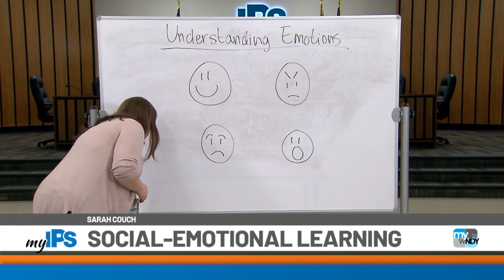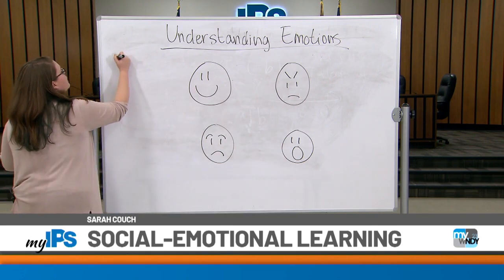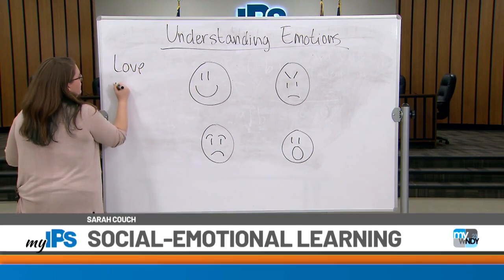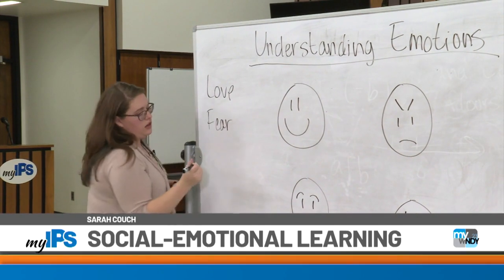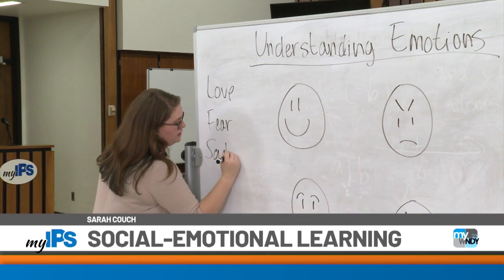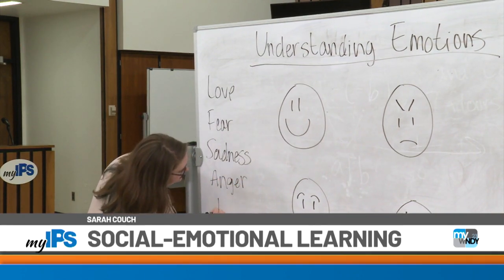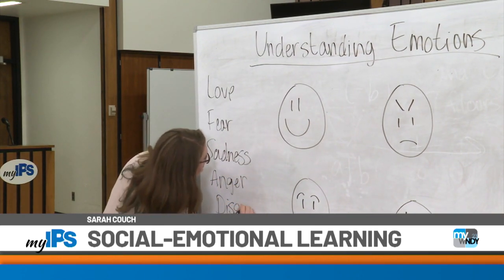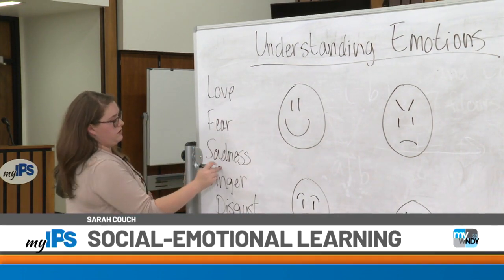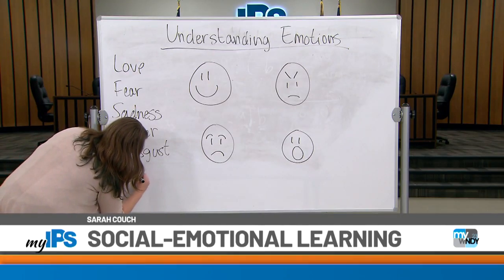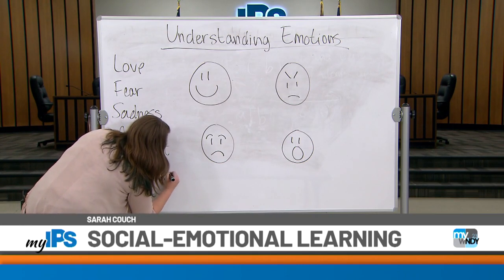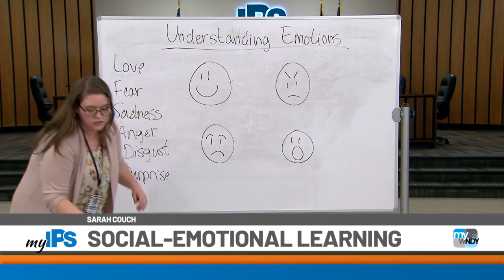So we have love, fear, sadness, anger, disgust. Well, one, two, three, four, five. Ooh, and what's the seventh one, guys? Let me check.